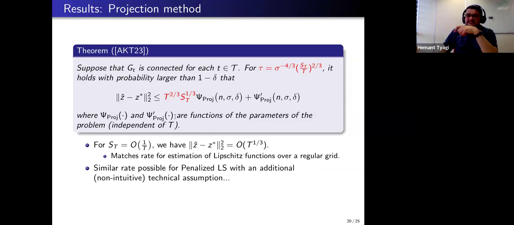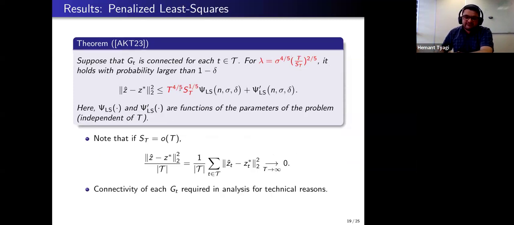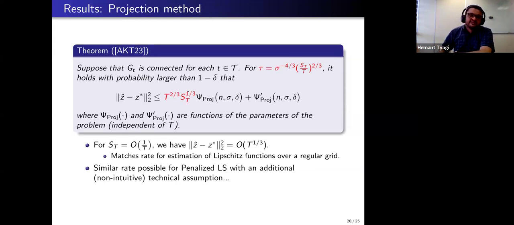And a similar rate is actually possible for this least squares estimator, so this 2/3 rate, but with an additional non-intuitive technical assumption. So I don't want to mention that. So this rate that we have is actually worse than the rate that we have for the projection method, but both of them need the individual graphs to be connected for technical reasons.